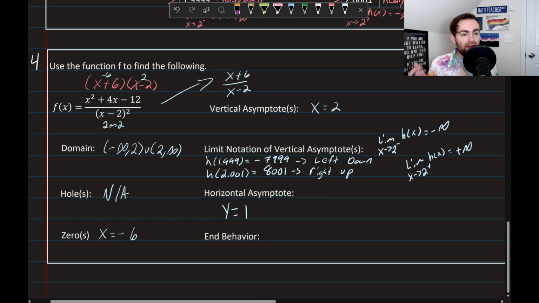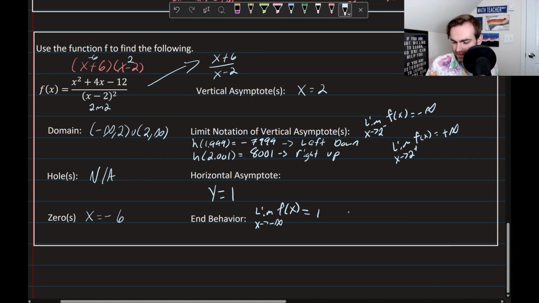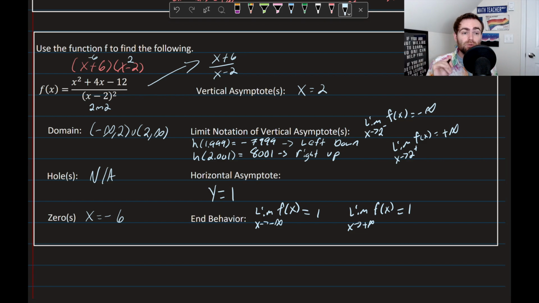So our end behavior, anytime it asks for end behavior, we're going to tell what that is in limit notation. The limit as x approaches negative infinity for h of x is 1, and the limit as x approaches positive infinity for h of x is equal to 1 as well. Remember that if the degree of the numerator was larger, we would have infinite end behavior, and we would have to plug in a negative really big number and a positive really big number to understand what's happening there.